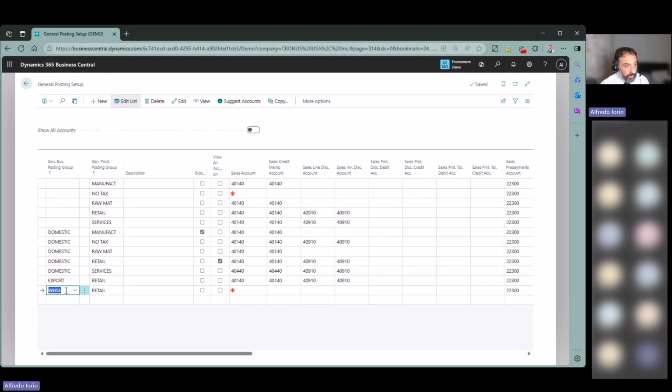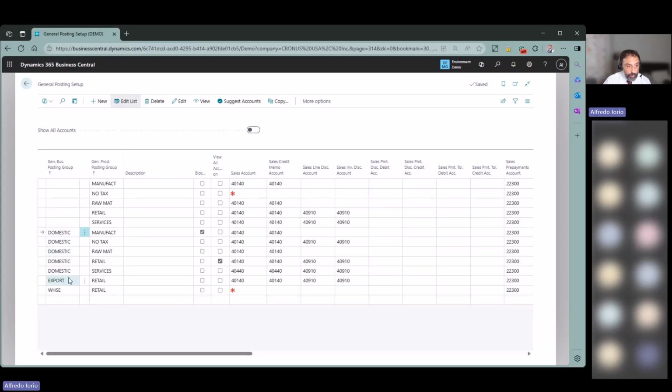So here is an example. We have a few combinations with no general business posting groups that are related to item transactions, item journals, for example, manufacturing, where the general business posting group can be blank. And so it's here, it's blank. But I'm not going to talk about manufacturing here because I want to talk about this part here.